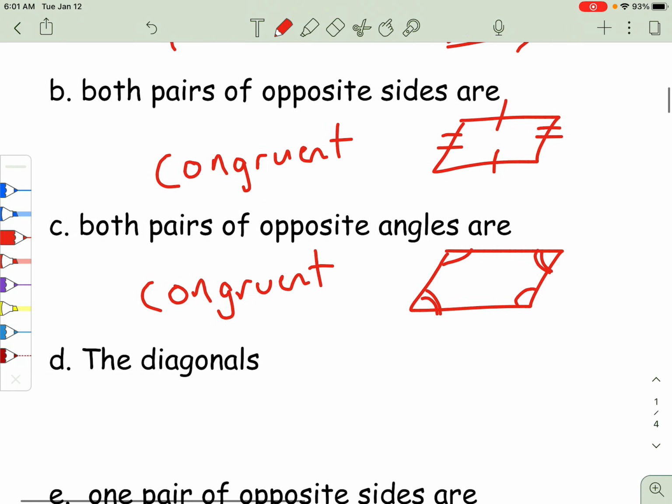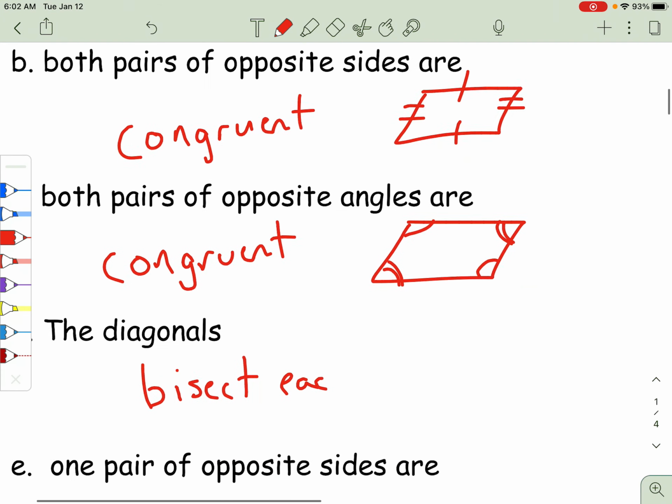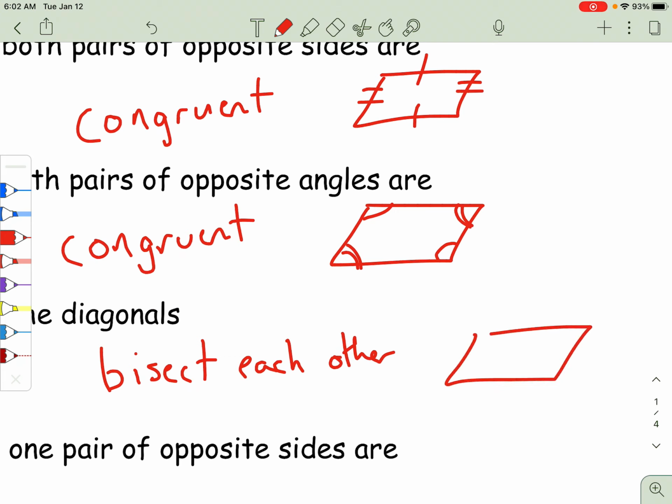And then, if the diagonals bisect each other, then you know it's a parallelogram. So again, that's probably going to be more of a rectangular shape, of course, where they bisect each other because it goes from this corner to that corner, and then same here, and they're even on both sides. Okay.